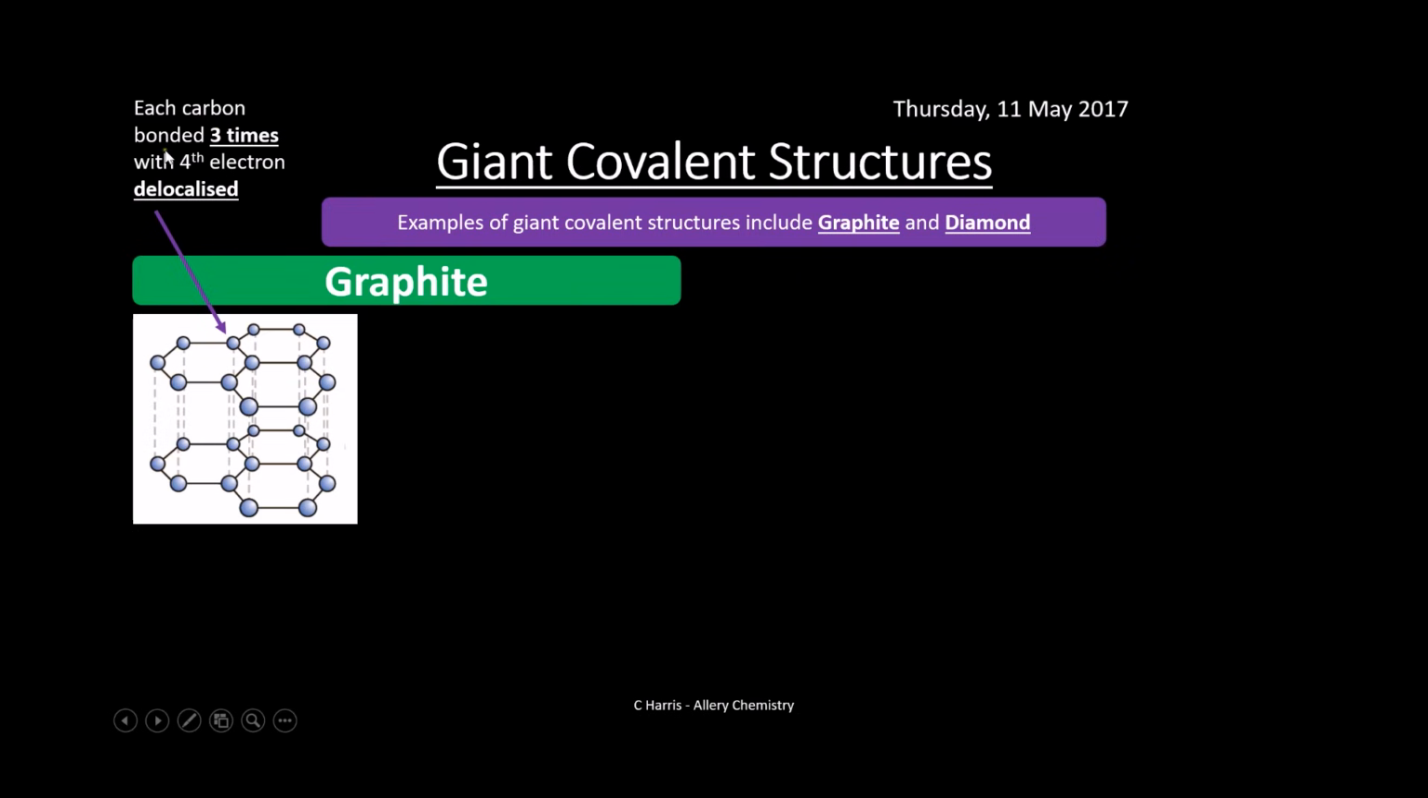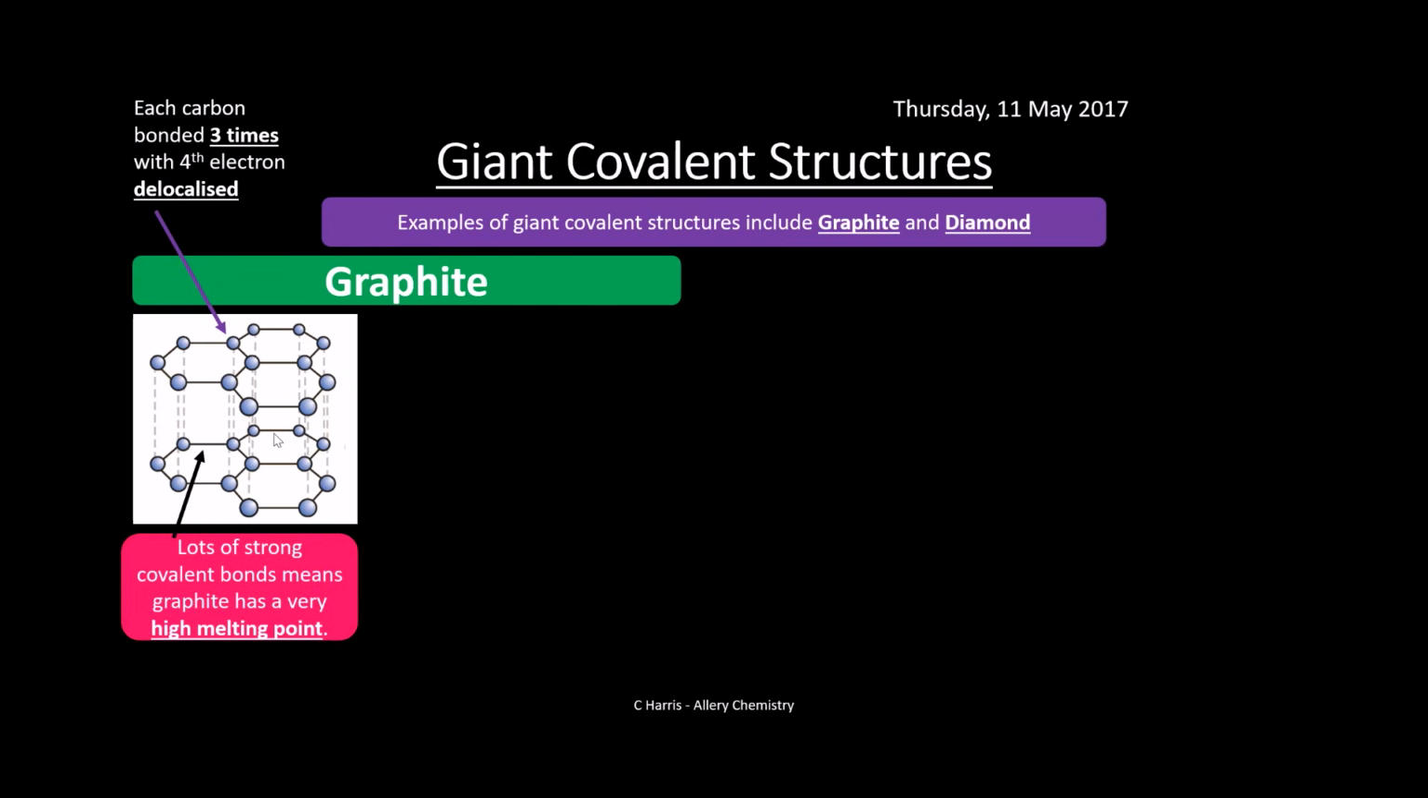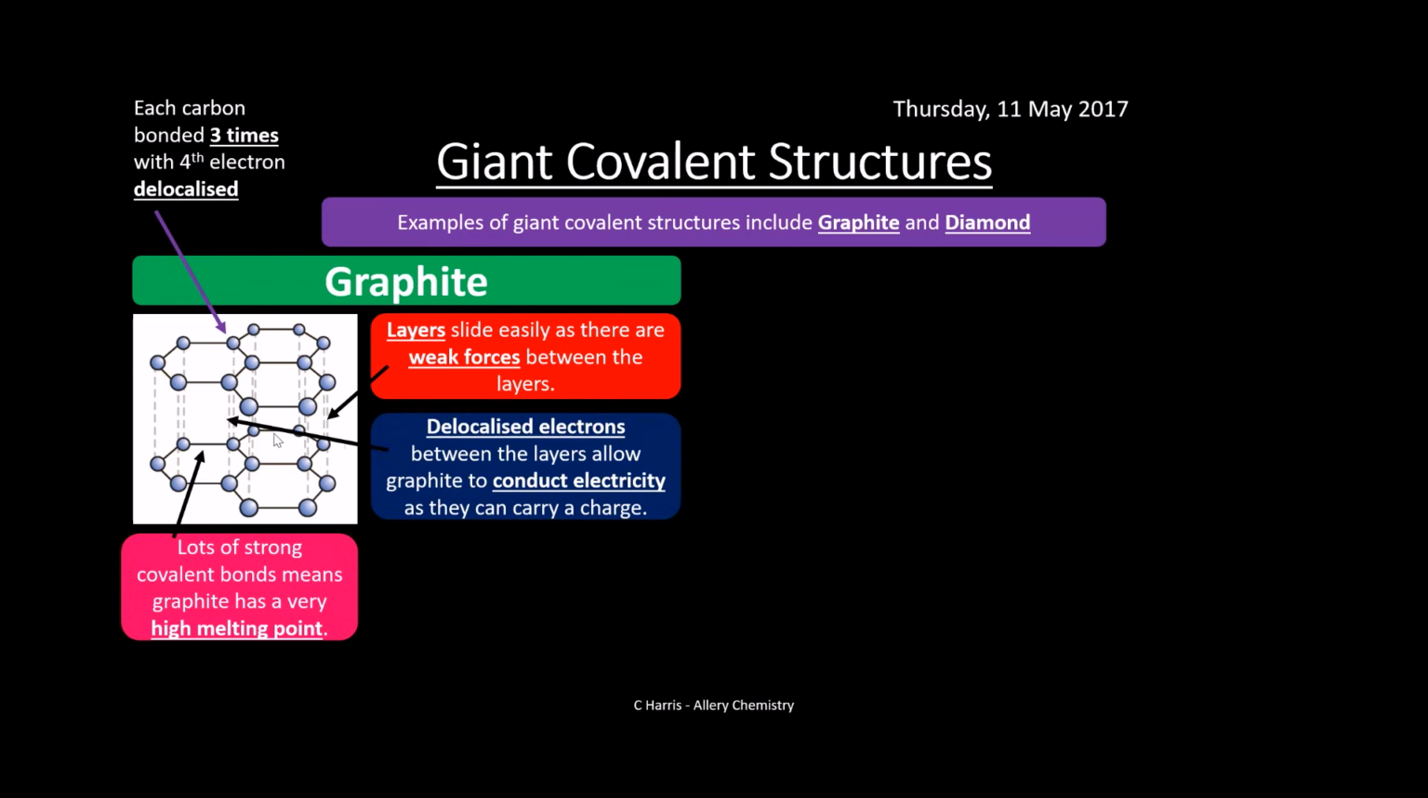Each carbon's bonded 3 times, and the 4th electron's delocalized. You can see these dotted lines represent the delocalized electrons. So we've got lots of strong covalent bonds, which means graphite has a really high melting point. We've got lots of bonds between the carbons. It's made of layers, and they slide over each other really easily. We have weak forces between these layers.